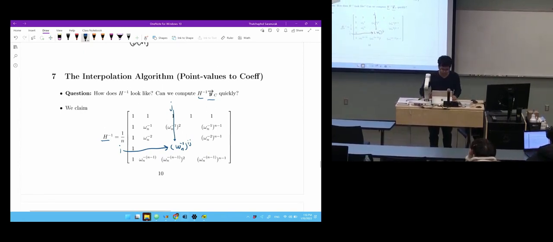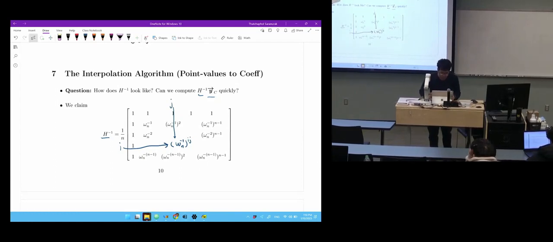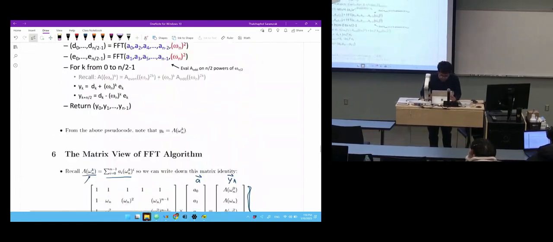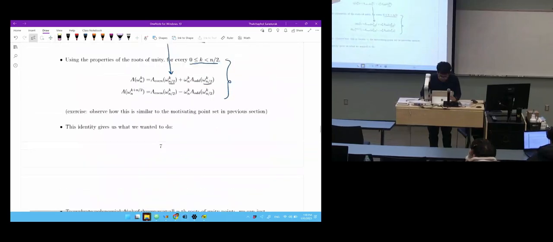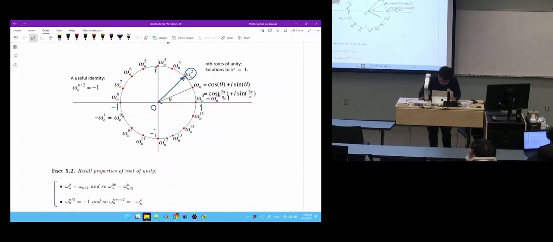So what is omega n? What is omega n inverse? Well, it's just this thing, right? Omega n is going this way. Omega n inverse is just this guy. It's basically like omega n, but going clockwise instead of counterclockwise.